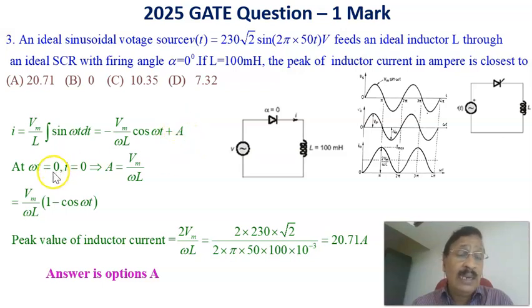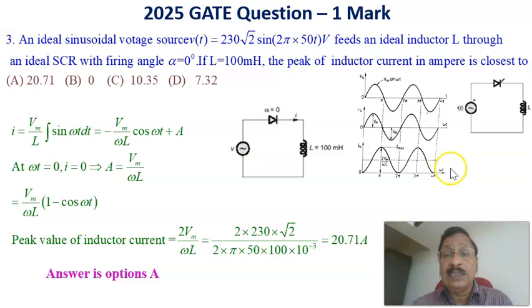Now at omega t equal to 0, the current is equal to 0. Substituting that, we get the constant A equal to Vm divided by omega L. Therefore, the current through the inductor is Vm divided by omega L into 1 minus cos omega t. This is the equation for the current through the inductor that is plotted here.